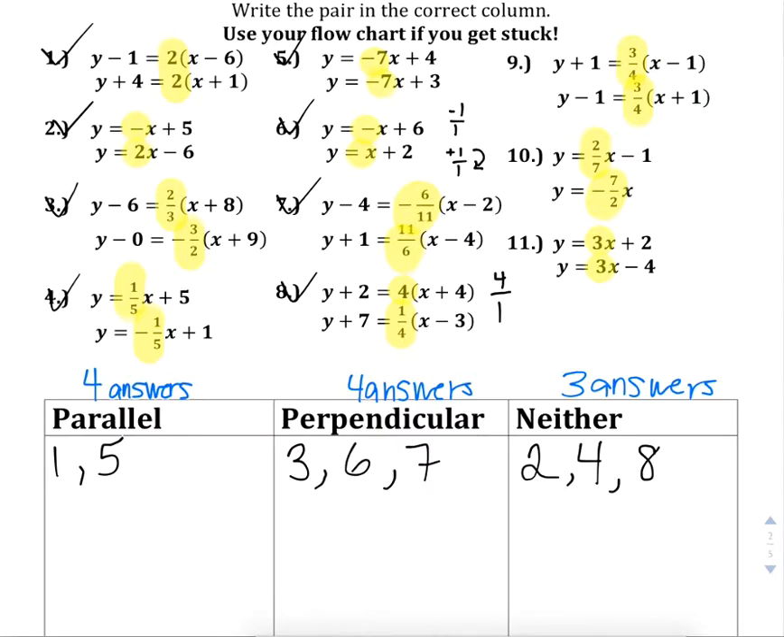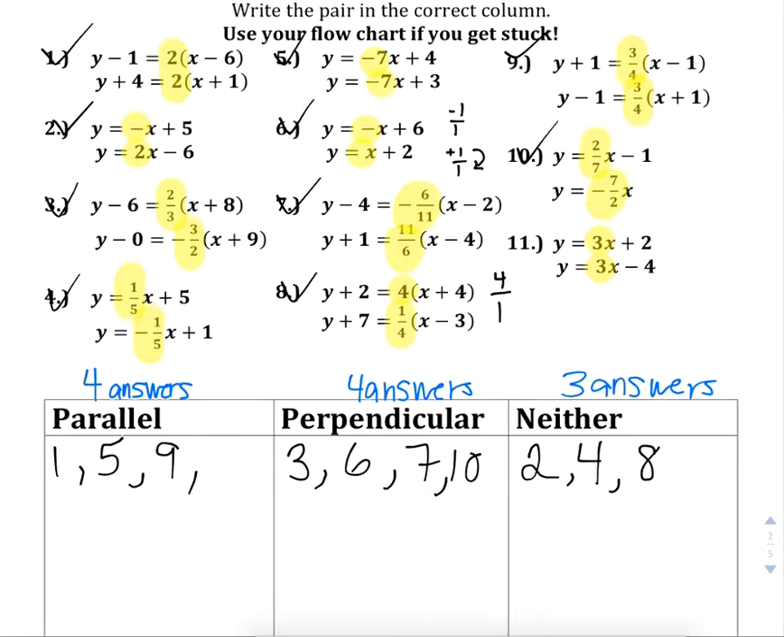All right, last 3 questions. Number 9, we have slope of 3/4 and 3/4. Those problems are exactly the same. That makes them parallel. Number 9 is parallel. Number 10, we have 2/7 and -7/2. One positive, one negative, and the fractions are flipped. Number 10 should be perpendicular.